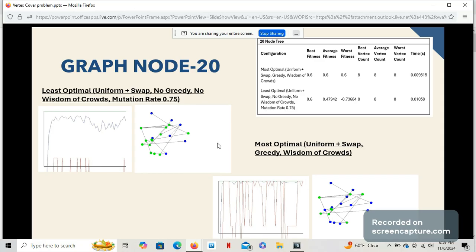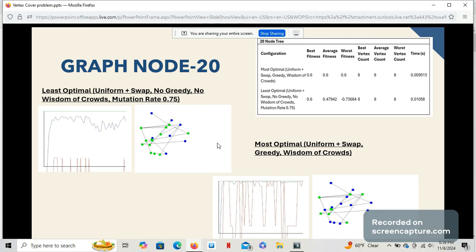And if we look at the corresponding fitness graph next to it, we can observe highly erratic fluctuations, and this jagged pattern indicates that the algorithm struggled to converge, with fitness values jumping up and down due to the high mutation rate. And this instability also affected runtime, leading to slightly longer processing times as the algorithm repeatedly veered away from optimal solutions. But in contrast, on the right, we see the most optimal configuration.